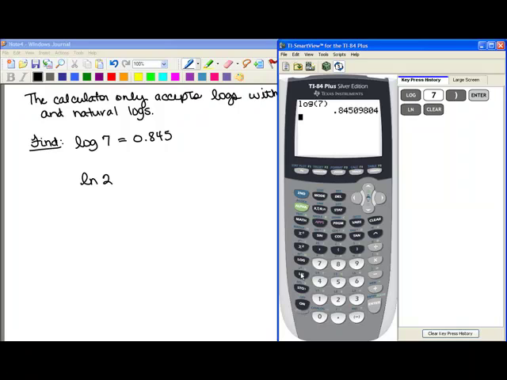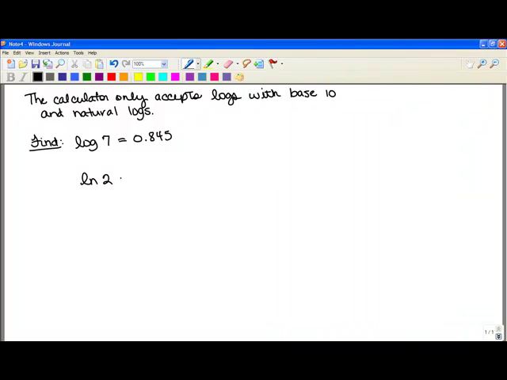Now we can find the natural log of 2 using the other button. Hit the LN key, type in 2, press enter, and the natural log of 2 is 0.693.